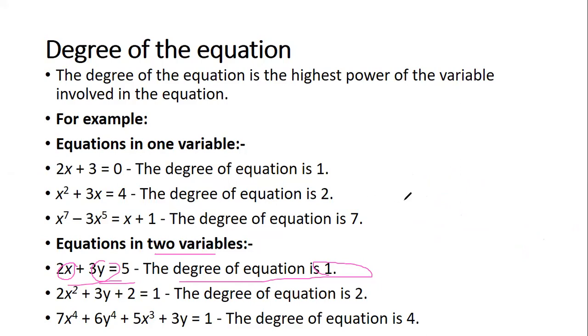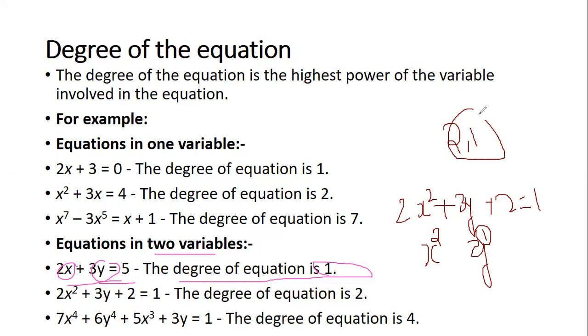Now the next example is 2x square plus 3y plus 2 is equal to 1. Here x has the power of 2 and y has the power of 1. Out of 2 and 1, which is the highest number? I want everybody to reply. 2, correct? So 2 will be the highest degree, or 2 will be the highest power of the variable.